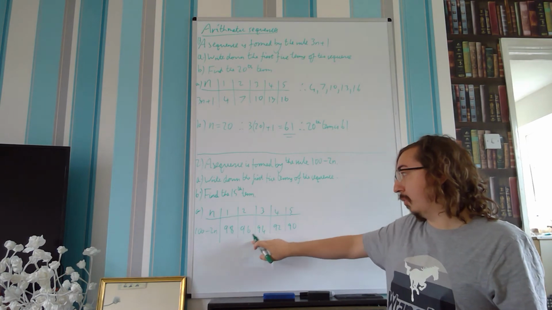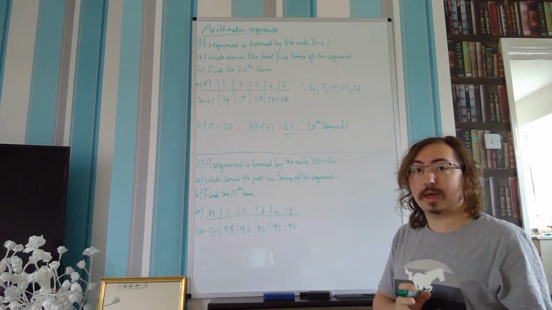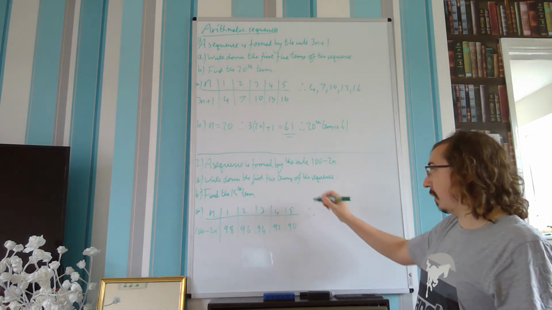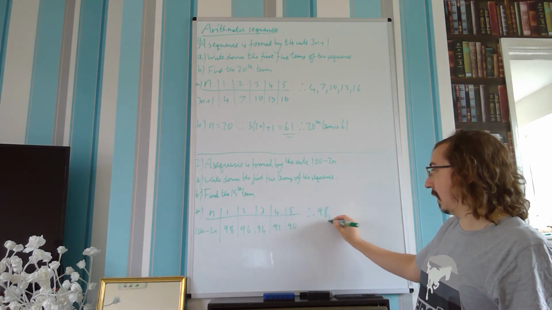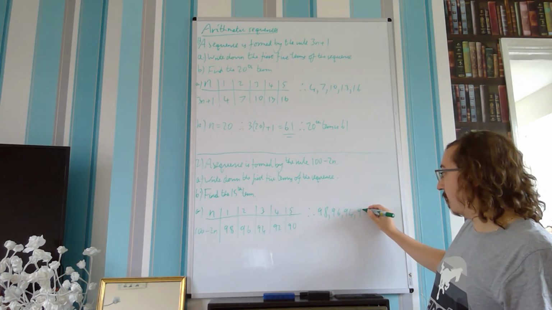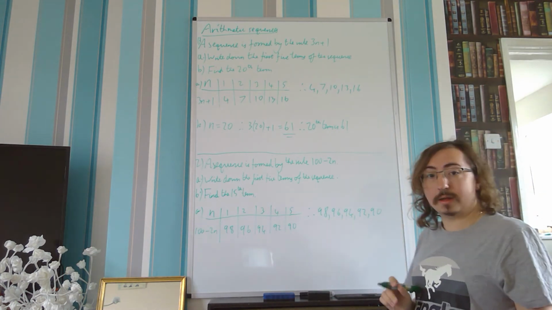Again, each time we're going down by 2, so again, another example of an arithmetic sequence. So our first 5 terms are 98, 96, 94, 92, and 90.